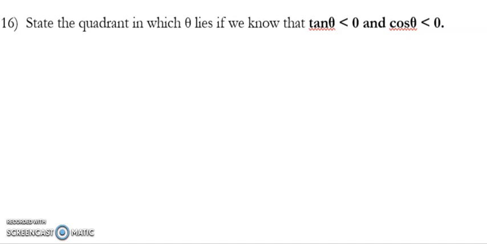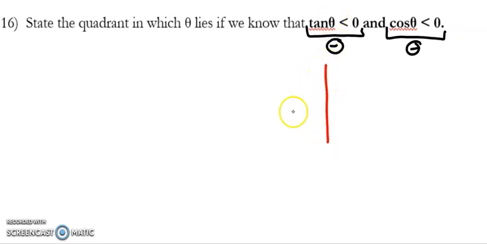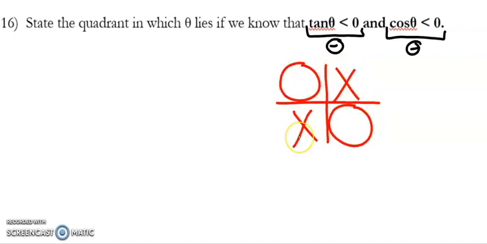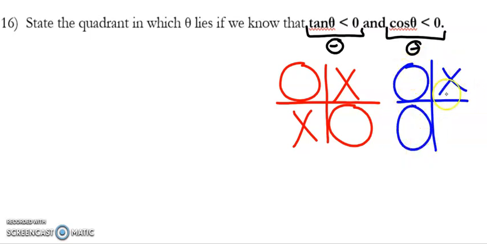Okay, state the quadrants. So we're looking for quadrant 1, 2, 3, or 4, where theta lies if we know that tangent is negative, less than 0, and cosine is negative, less than 0. So I'm going to start with the tangent part first. Tangent is negative in quadrants 2 and 4. So it can't be in 1 or 3. Cosine is negative in quadrants 2 and 3, so we can't be in quadrants 1 or 4.